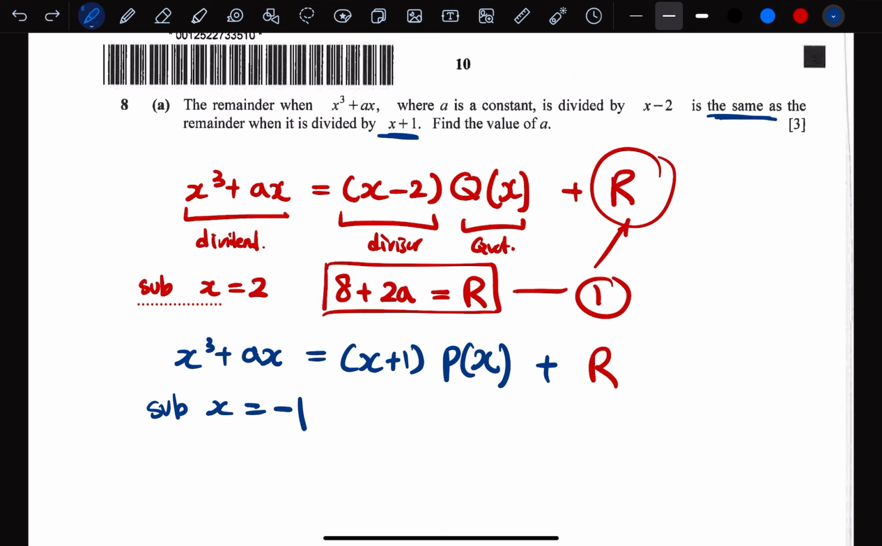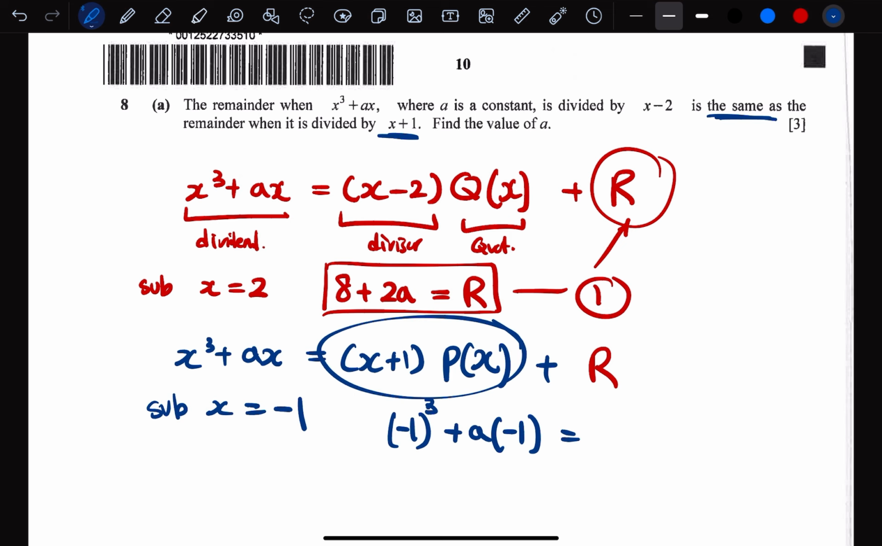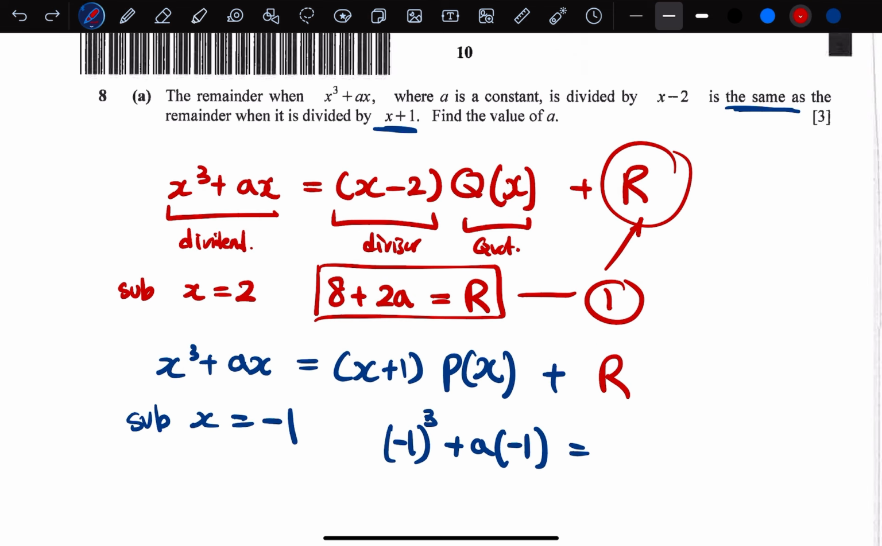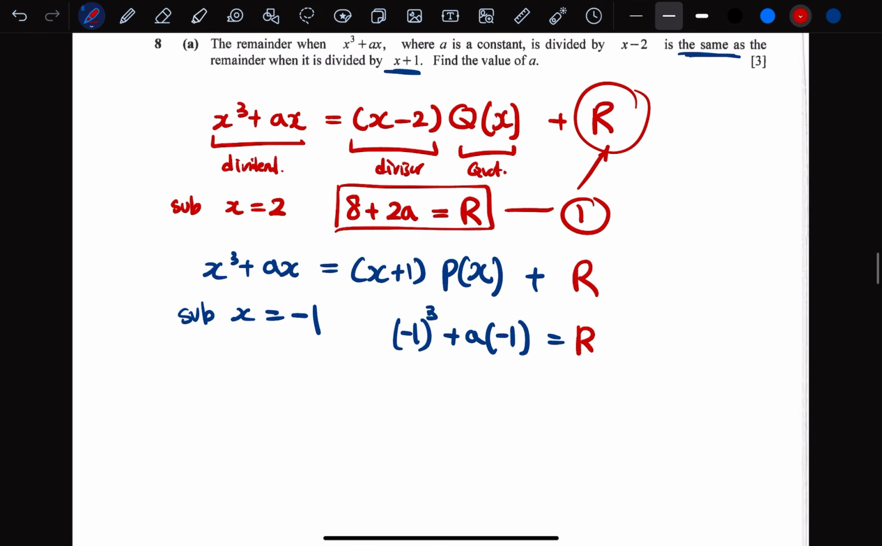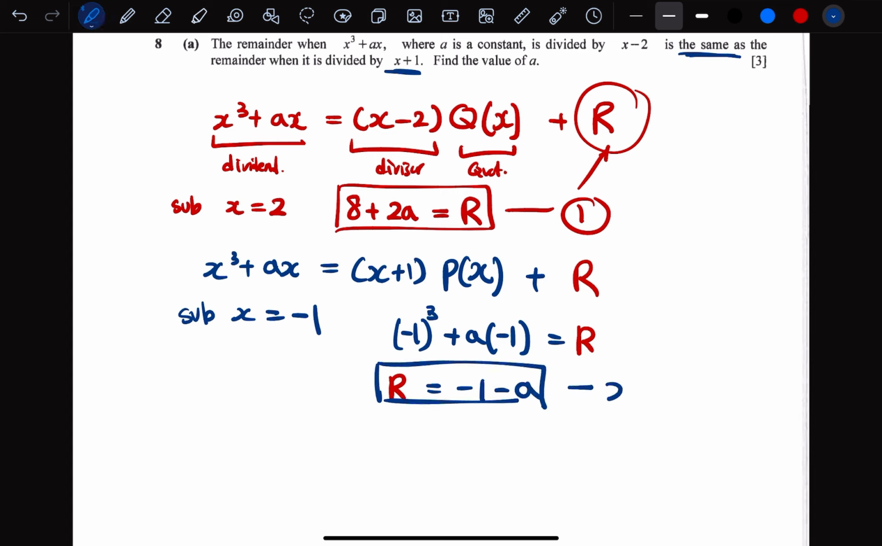And when we sub in x equals to -1, on this side, we're just going to have -1 cubed plus a times -1 is equals to, this term becomes 0, so it's just equals to my r. Simplify this equation, we'll get r to be equals to -1 minus a. This is our second equation.